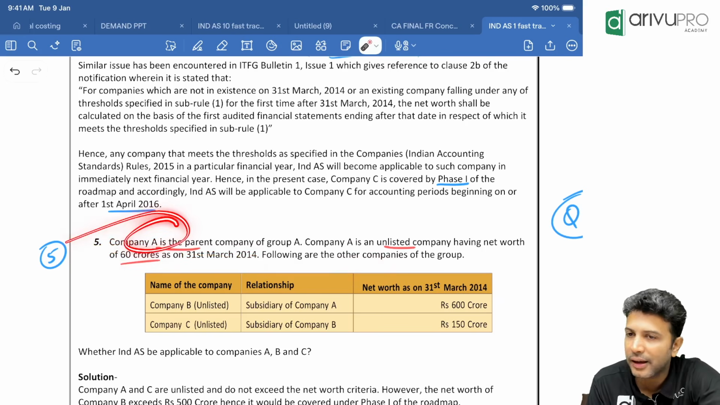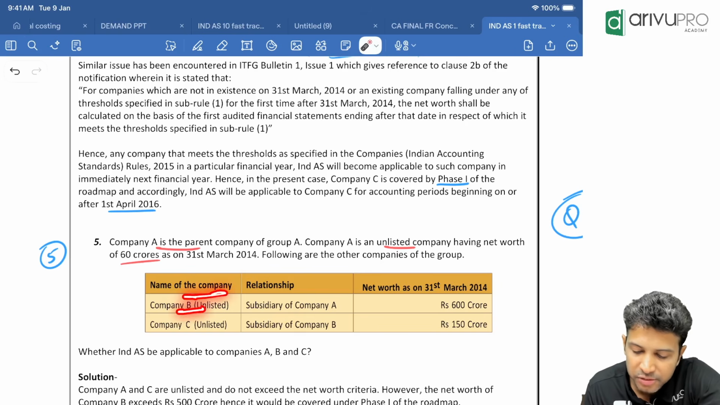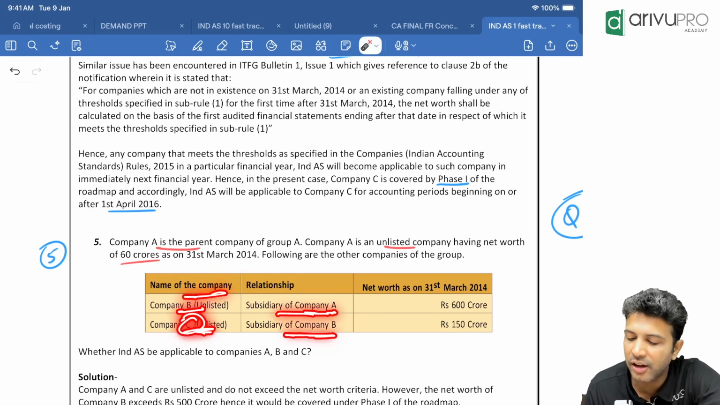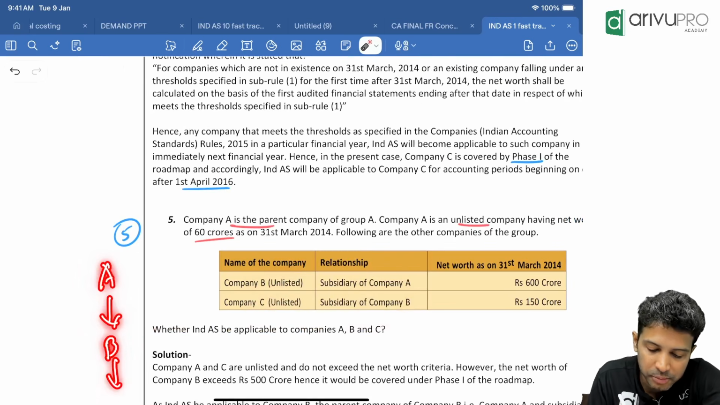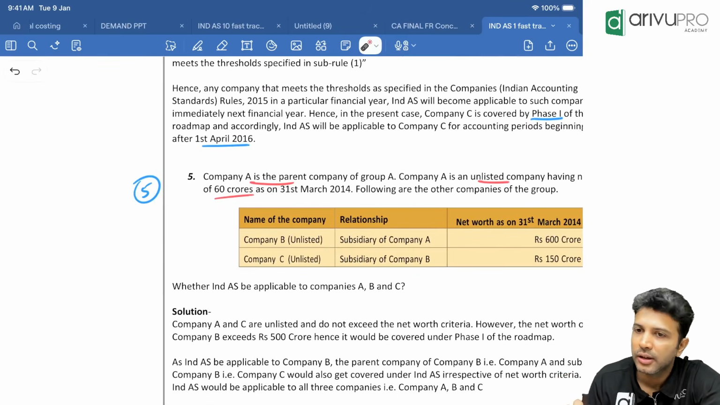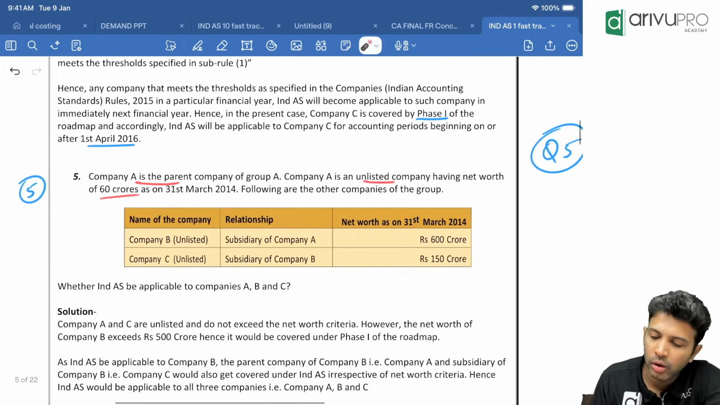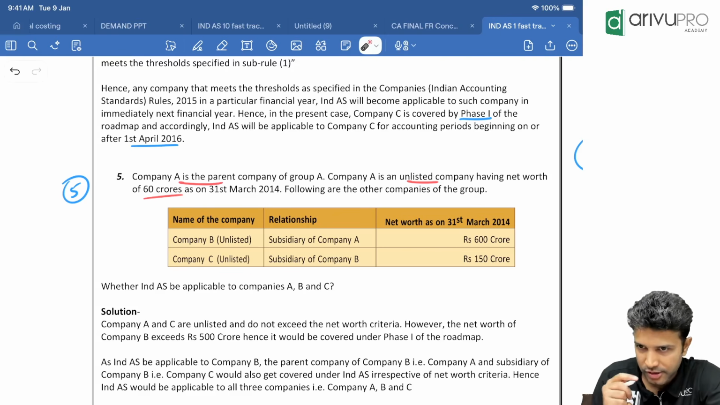Following are other companies in the group. A is the ultimate parent. This A has a subsidiary called company B. Then we have another unlisted company called C. They are a subsidiary of B. That means the structure is what? A has a subsidiary called B. B has a subsidiary called C. It doesn't matter. Still, this is a group company only. These are all group companies, holding and subsidiary companies, in this structure.